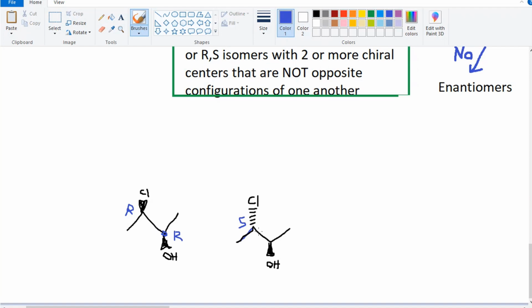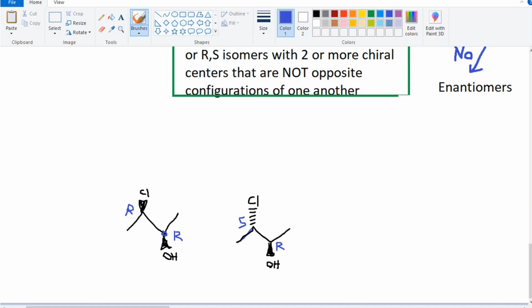What would be the designation of the OH? R. So are these configurations opposite of one another? No, right? RR and SR would not be opposite of one another. So are these enantiomers or diastereomers? Diastereomers.